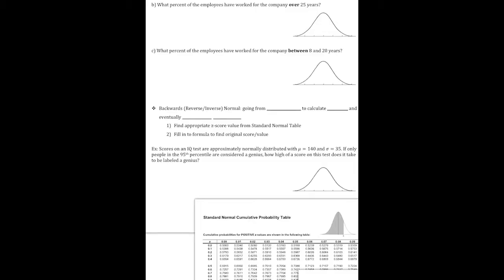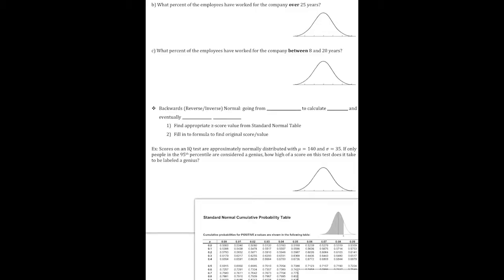Okay, so for the next example, we're looking at what percent of employees have been working at the company between 8 and 20 years. So this is an in-between problem. So this is going to take our less than problem and our greater than problem and put them together to find that middle. So just like the other ones, we're going to begin with our z-score formula.